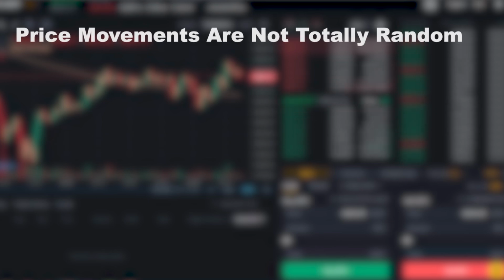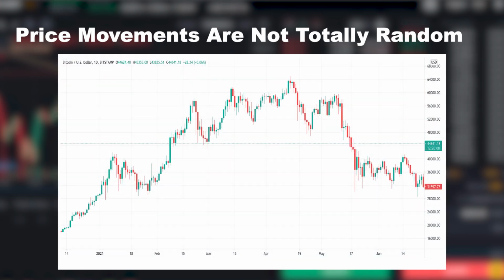The second one says price movements are not totally random. Anyone agrees that prices sometimes trend. If you look at the charts of any financial asset, you can clearly see the trends, up or down. For example, here on this chart, you can see that first Bitcoin was in an uptrend, which means that the overall direction of the market is up, and then it turned down and went into a downtrend, meaning the overall direction of the market is down.